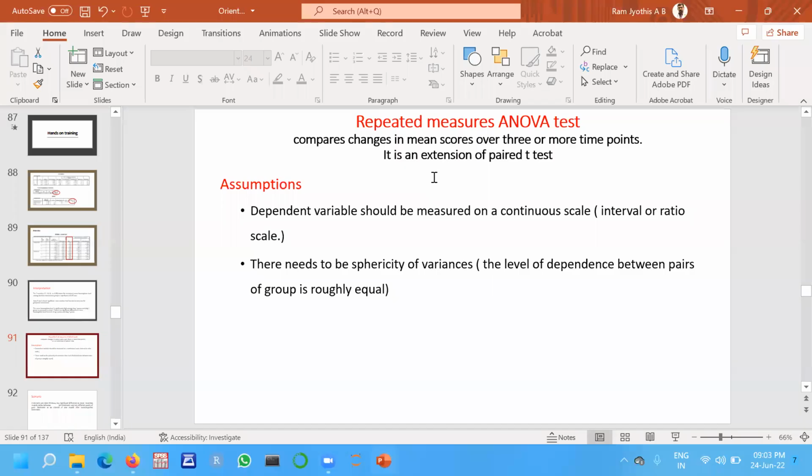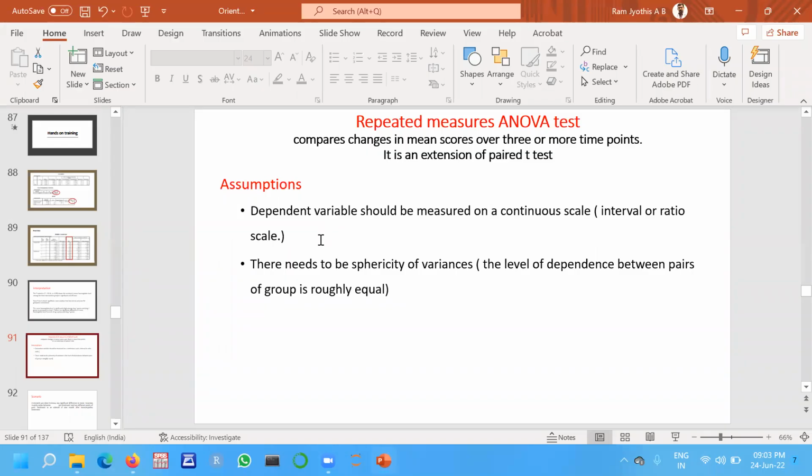So we are comparing scores over 3 or more time points. So it is like an extension of a paired t-test. Hope you understand the difference between the paired t-test and the repeated measures ANOVA. In a paired t-test, only two times you are taking the data, before and after. But in repeated measures ANOVA, more than 2 times you are taking it. Understood? 3 or more, it is not more than 3, it is more than 2.